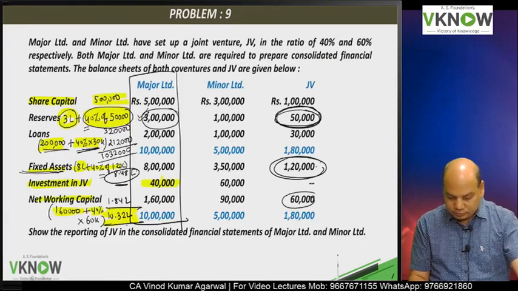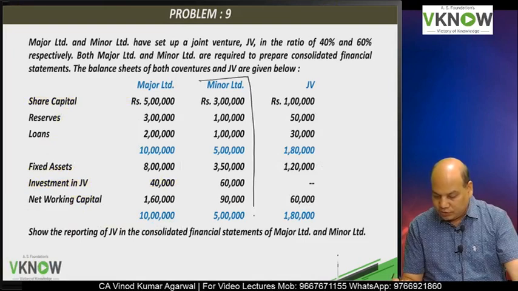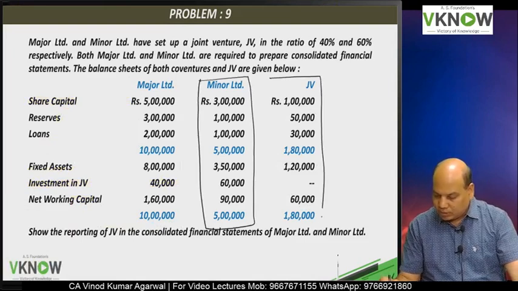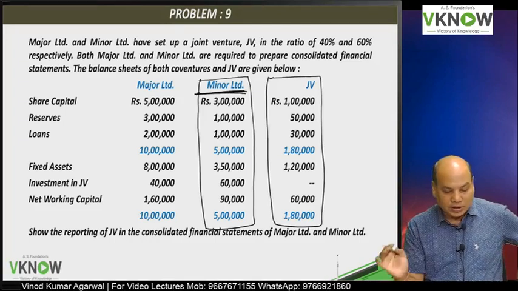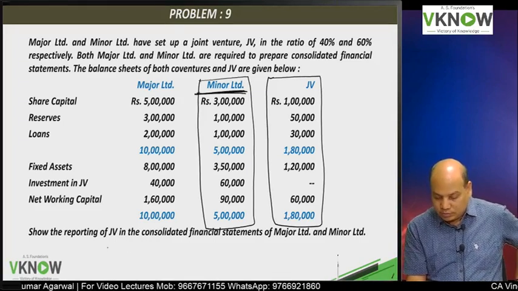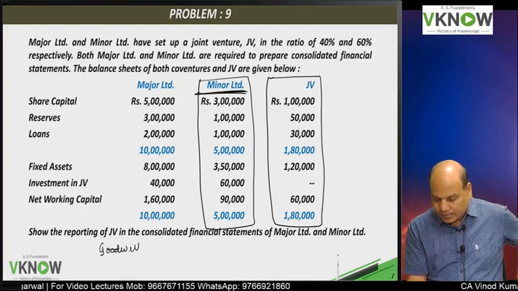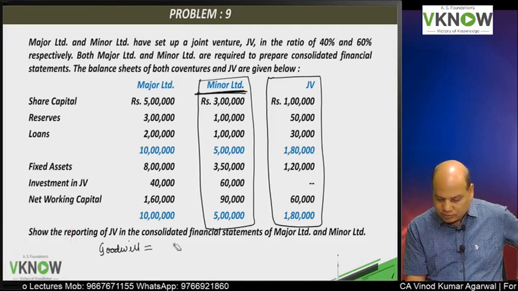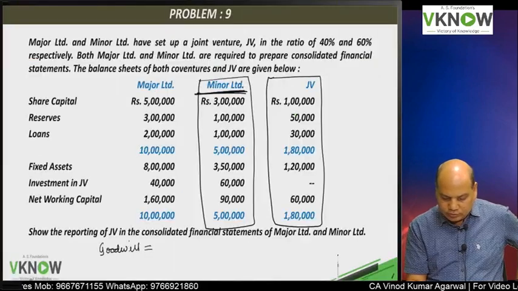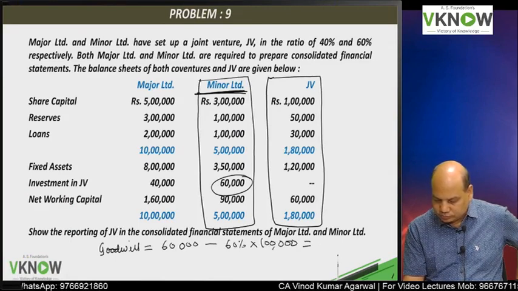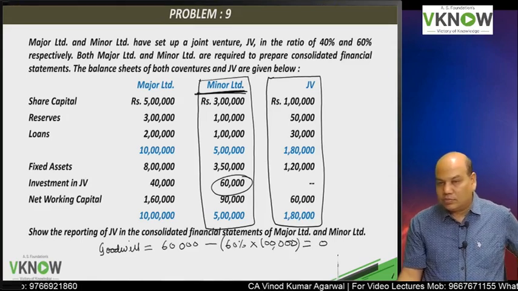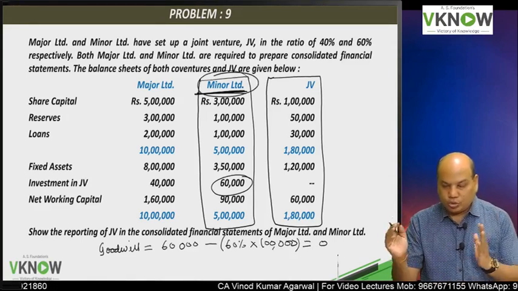The next part is consolidation of JV with minor limited. Minor limited will follow AS21. I am explaining minor limited, the answer is printed, so you have to only understand goodwill. Goodwill will be investment in subsidiary, 60,000, minus 60% of 1 lakh, 0. Same answer for minor limited also, goodwill is 0.